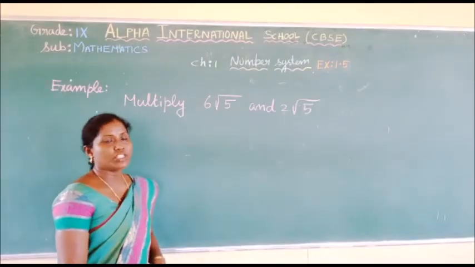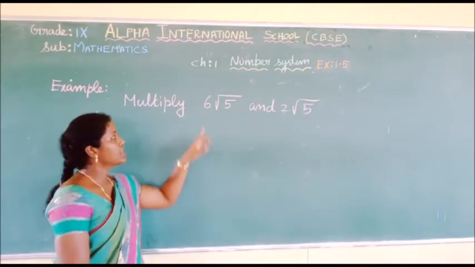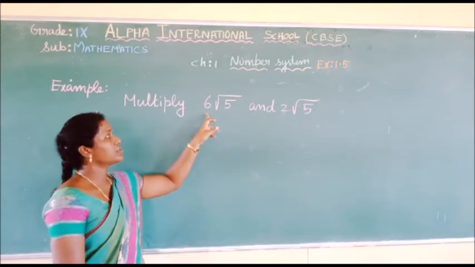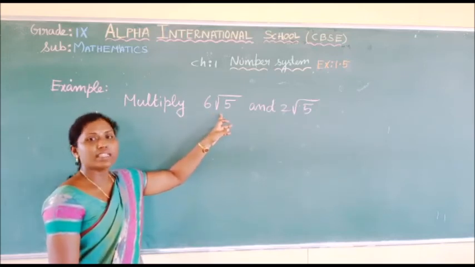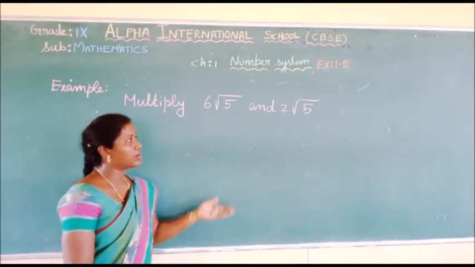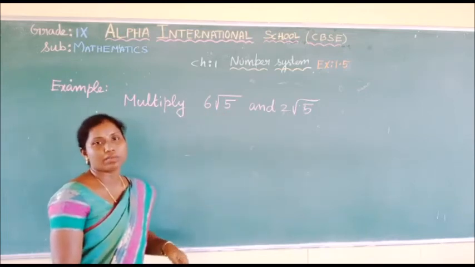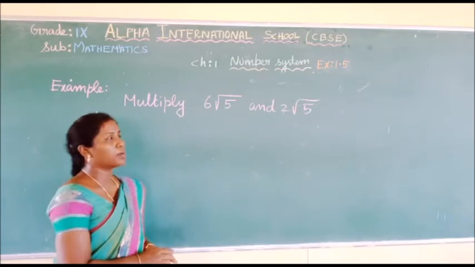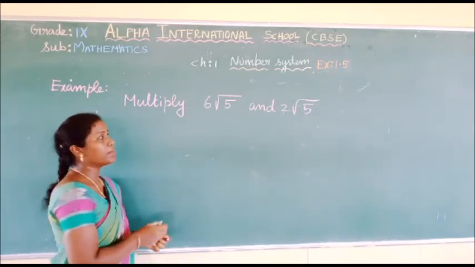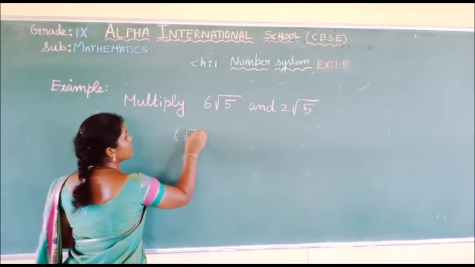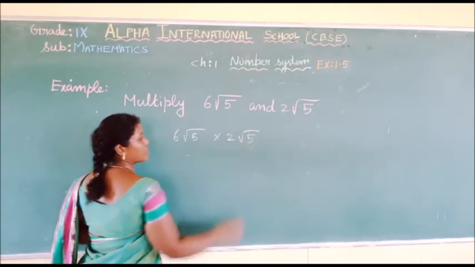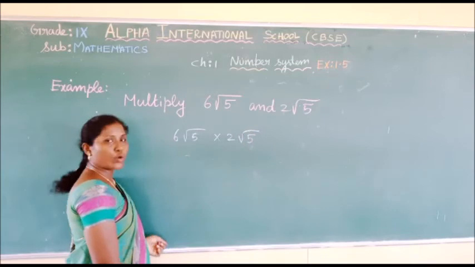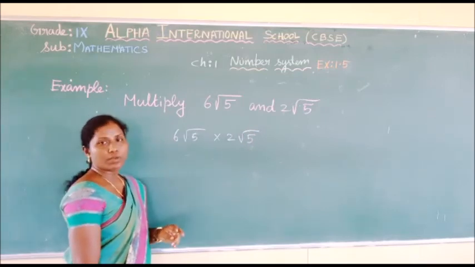The next example, children, is multiplying two irrational numbers. 6 into root 5: 6 is rational, root 5 is irrational, so 6 root 5 is an irrational number. Likewise, 2 root 5 is an irrational number. How to multiply the two irrational numbers? Here we are going to multiply 6 root 5 into 2 root 5. Just multiply the coefficients as well as the root values.